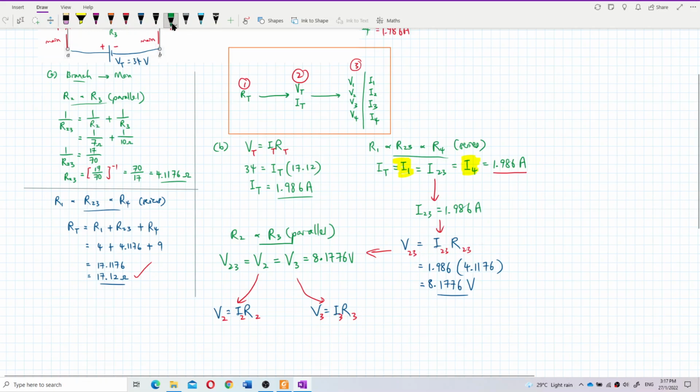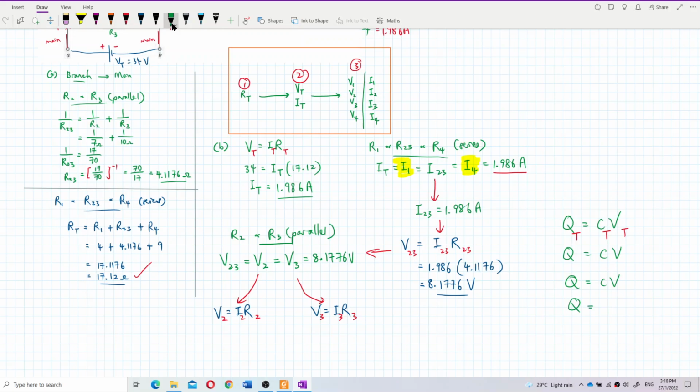Just the same as capacitor last time, Q equal to CV. Last time also we use this one. We have Q total, C total, V total, and then we also have Q2, Q3, and so on and so forth. You know what I'm saying? We also have Q23, the combination, all the combination. Then we can find all of them, Q3, C3, V3. But this one is for capacitor. It's not related to this one. This is resistor, this is for capacitor.